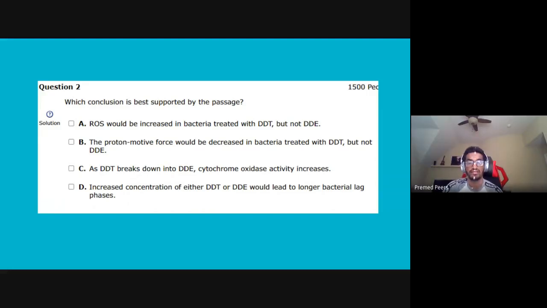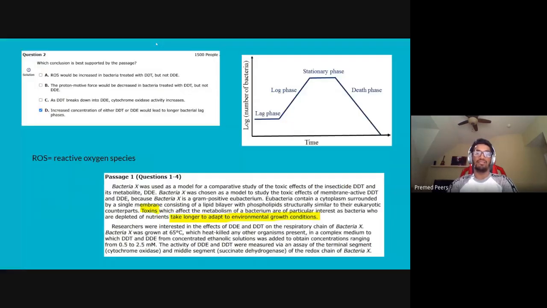Gotcha. Yeah, and you can look directly at the passage for that one, or we can work through it like we did for the previous question, because when you have decreased energy production, it's going to take a longer scale of time for the bacteria to perform the functions that use energy. So we are going to lead into longer lag phases.